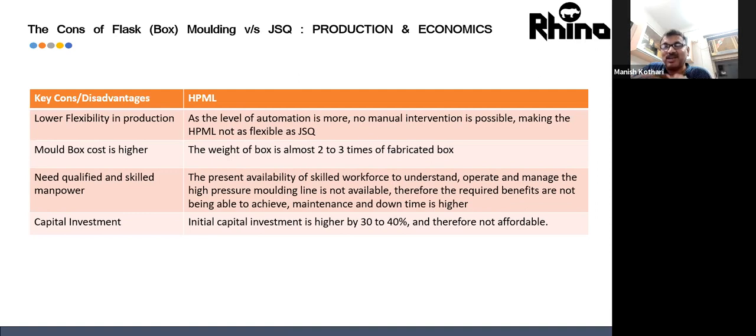From my experience, I find Jolt Squeeze machine maintenance more difficult because I have never done it. But for those who have done it, who have practiced for 10, 15 years, it's very easy. But for somebody coming in new, maintaining a high pressure machine which we have made is much easier.